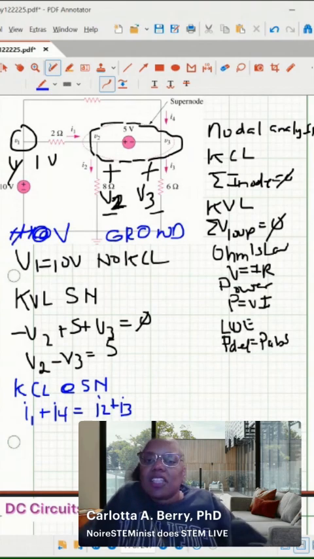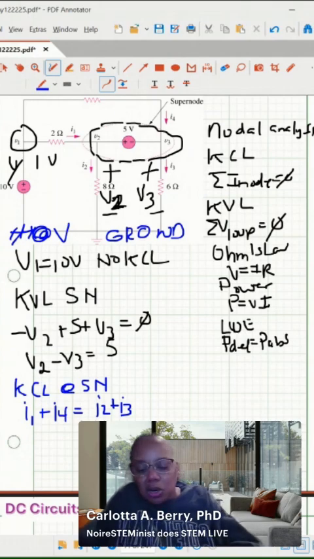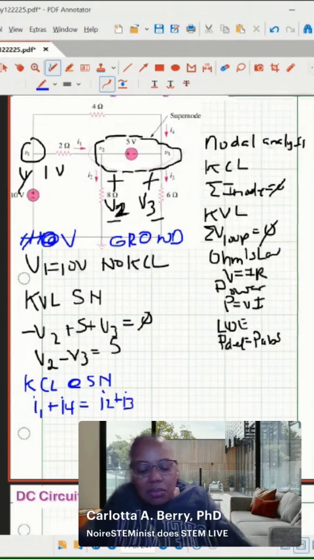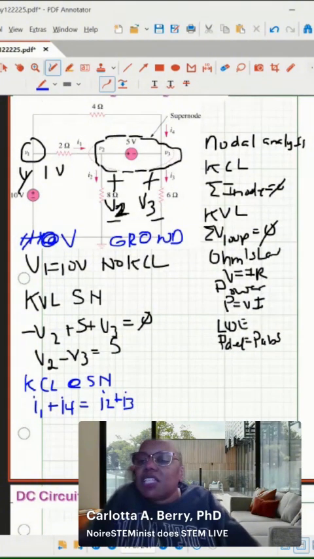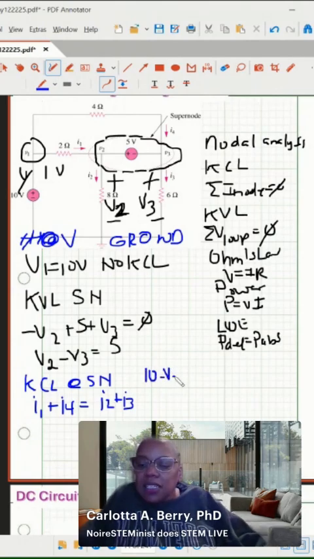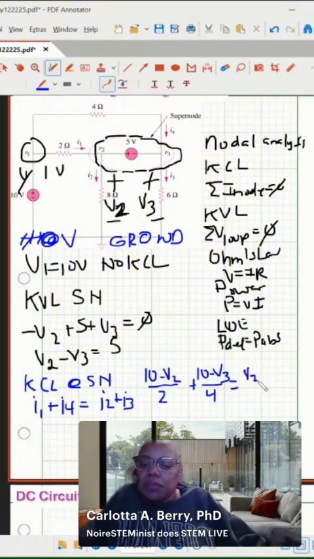So now I'm going to use Ohm's law to rewrite those currents in terms of voltages and resistances. The first one you're going to have is I1 is 10 minus V2 over 2. I4 is 10 minus V3 over 4. Okay? Then on the right side, the current out of the node is plus V3 over 6. Okay?